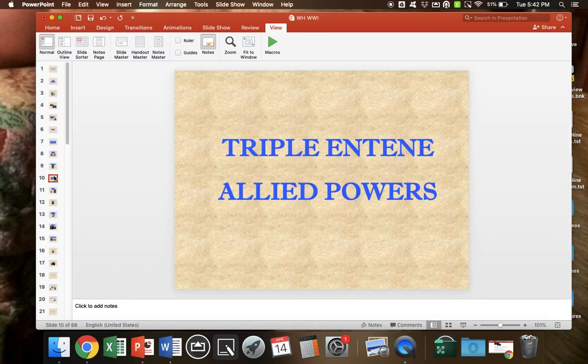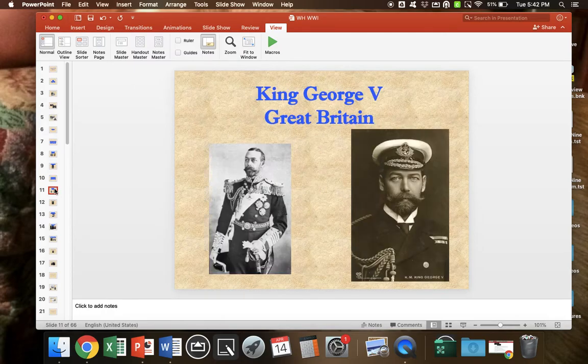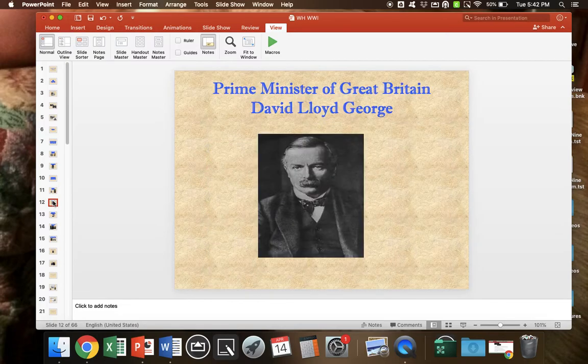We're going to move on to the Triple Entente, and these are the Allied powers. And the Allied powers will be led by Great Britain with two people, King George V, who I think is incredibly handsome in this picture. He is the son of Queen Victoria and the grandfather of the current Queen of the United Kingdom, Elizabeth II. And he's the king. And also, as a part of the leadership of Great Britain, is the Prime Minister, David Lloyd George.